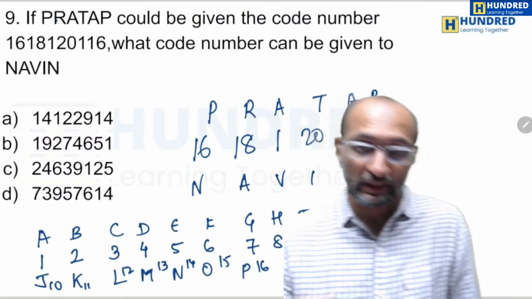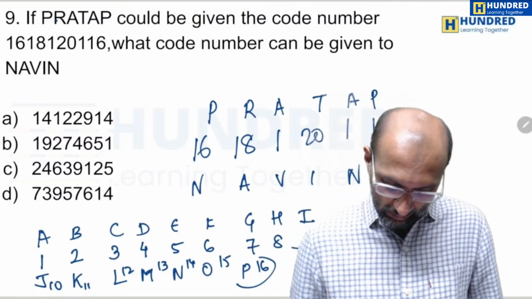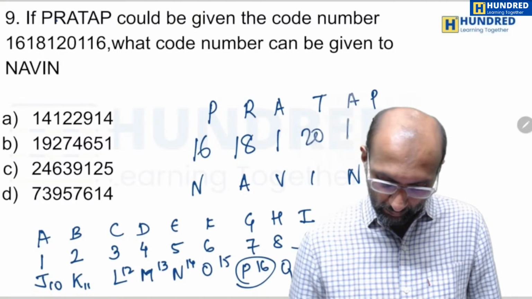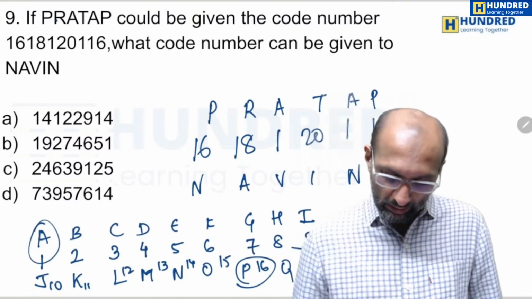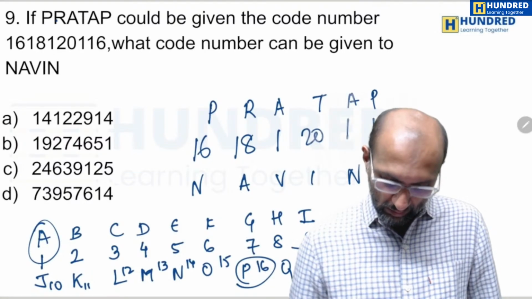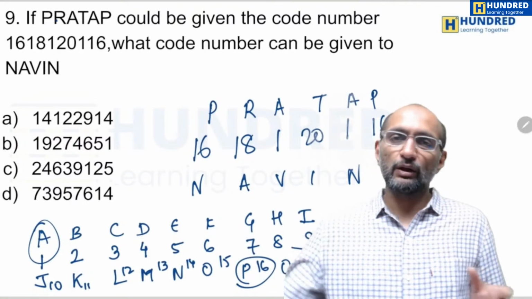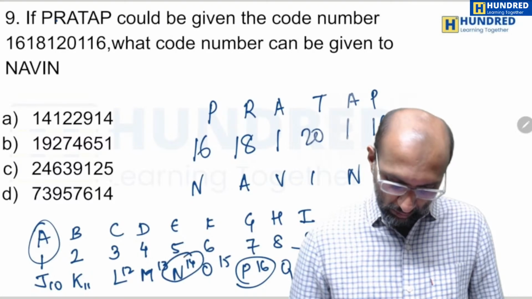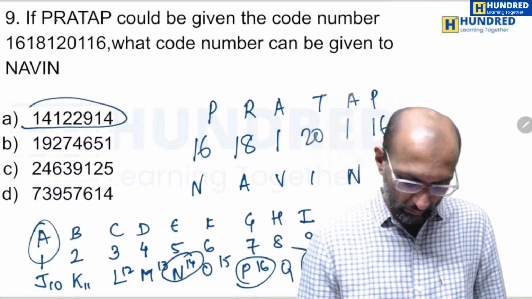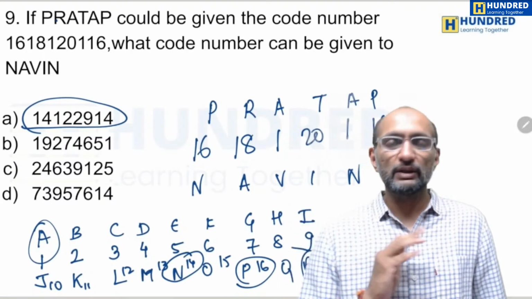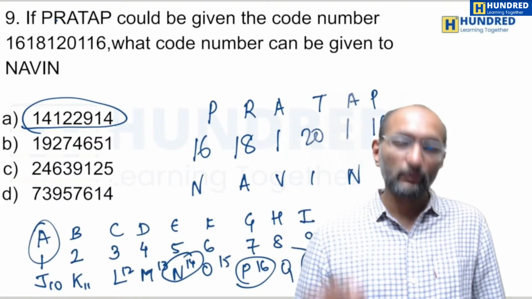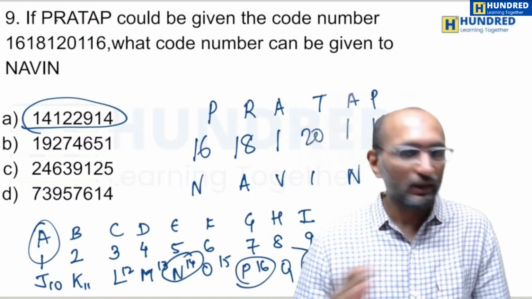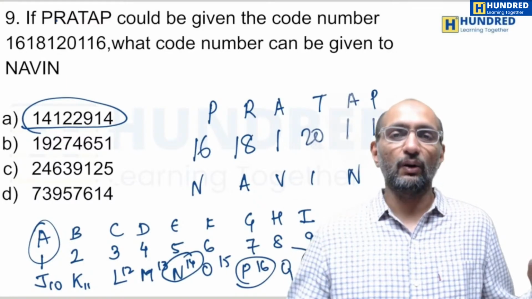Okay, so now let us compare. P is 16, R is 18, A is 1, T is 20, A is 1, P is 16. Okay, so it is an alphabetical order and numerical format. So let us find what is the answer for N. Naveen. So 14 for N. See, this is our answer. Simple. Nothing much to do, they give it as a pattern. We are quickly solving the problem. Okay, excellent, let's go ahead. You understand, no tension, quickly solve, that's all. Okay, let's go ahead.